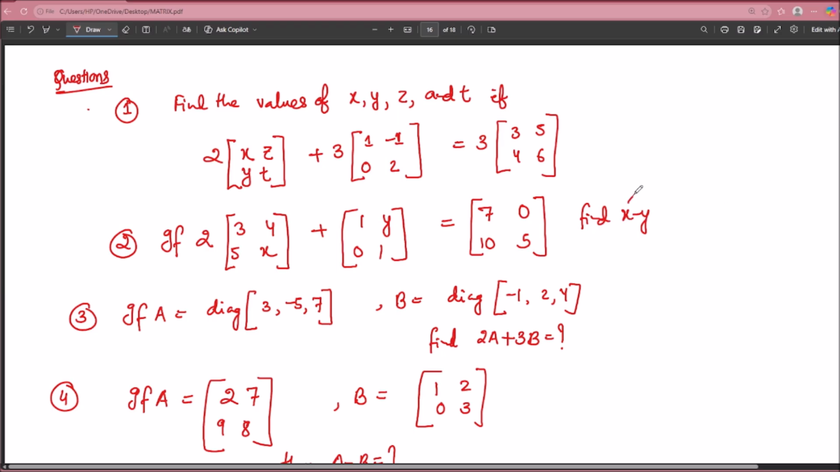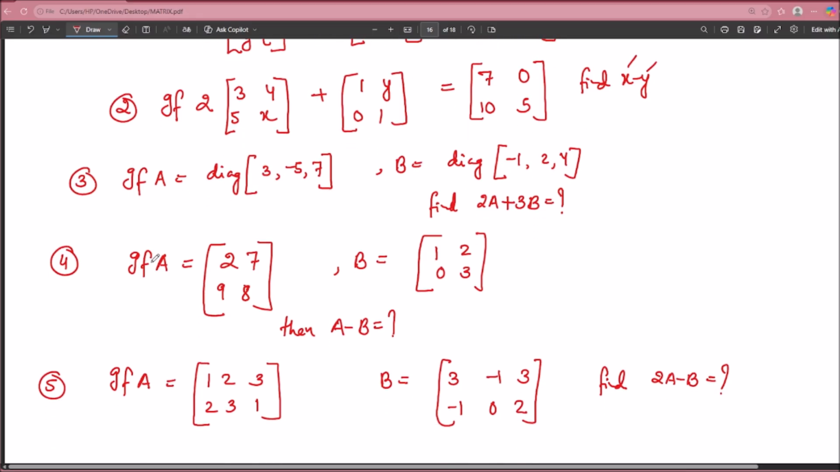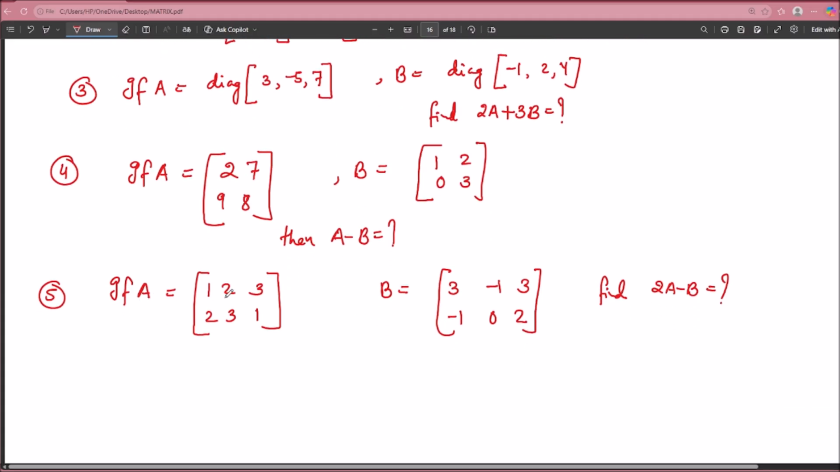We have to calculate the value of x, then calculate the value of y, and then subtract them. If A is the diagonal matrix 3, minus 5, 7, and B is the diagonal matrix minus 1, 2, 4, find the value of 2A plus 3B. If A is equal to [2 7; 9 8], B is equal to [1 2; 0 3], then we have to find the value of A minus B. And the last one is, if A is equal to [1 2 3; 2 3 1], B is equal to [3 -1 2; -1 0 2], then find the value of 2A minus B.